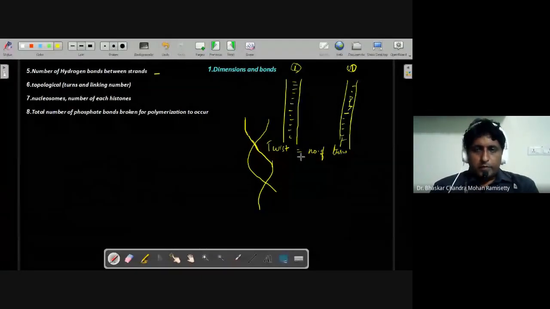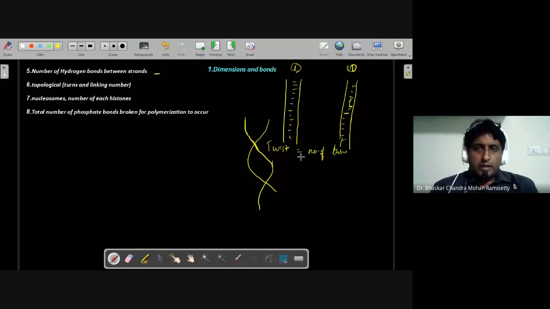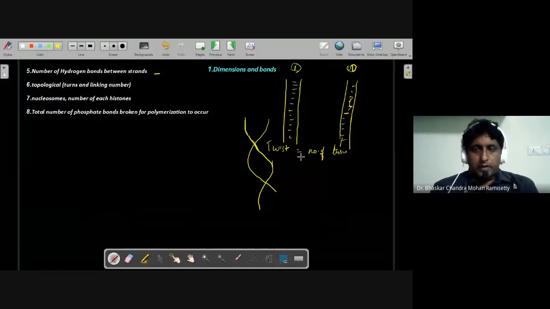All the DNA that I've given you is linear DNA. So it's unlikely that they are going to have either positive supercoiling or negative supercoiling. Assume that that is relaxed DNA. In relaxed DNA, twist is equal to the number of turns, which is again almost equal to the linking number. Try to get these terms properly so that you will have a better understanding of things.